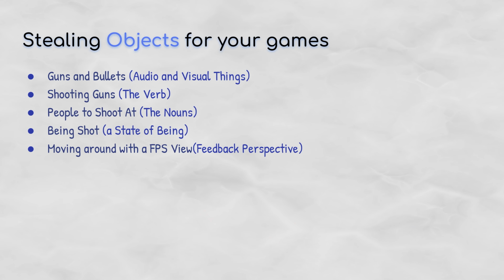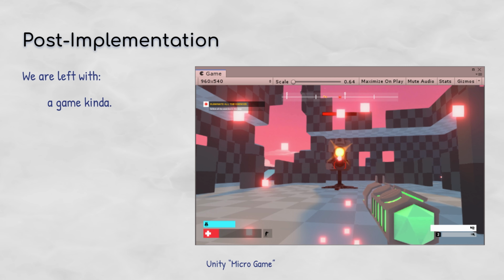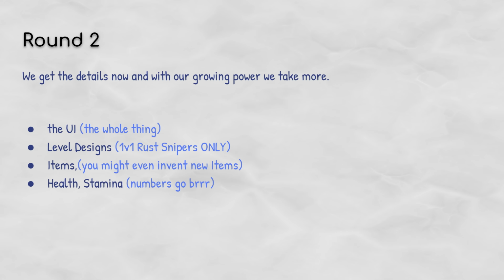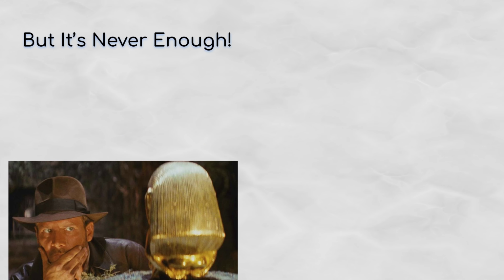We could even steal the first-person view. Implementation is easy, and when we're done, we have a game. But enough is never enough, so we go back and we take more. This time with a bit more skill, we take the UI. We take level design, we take items and health and stamina and so on. We implement them to actualize our goals of making a game. But for me, it was never enough because what I wanted to do was steal the fun.